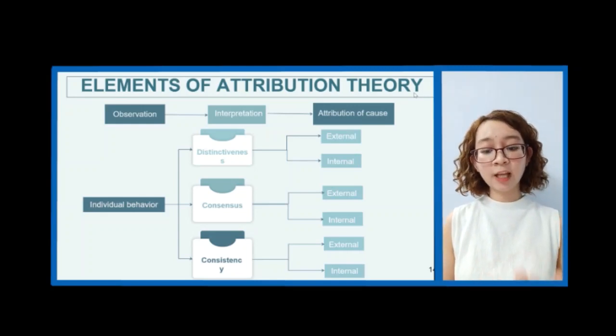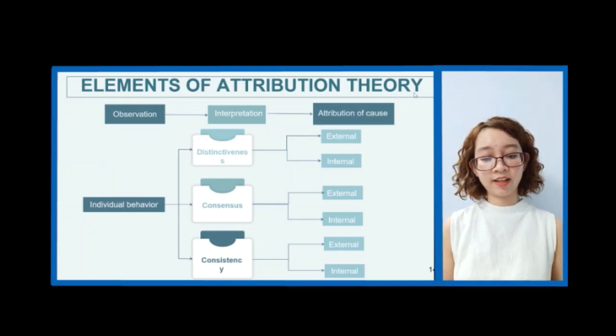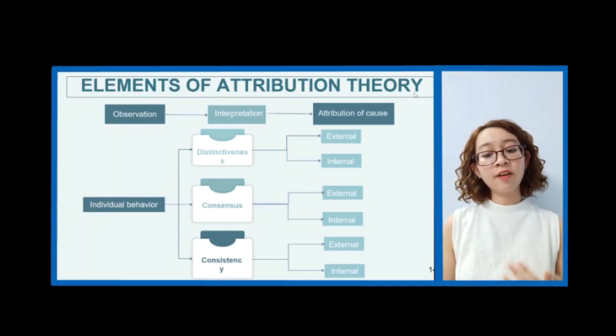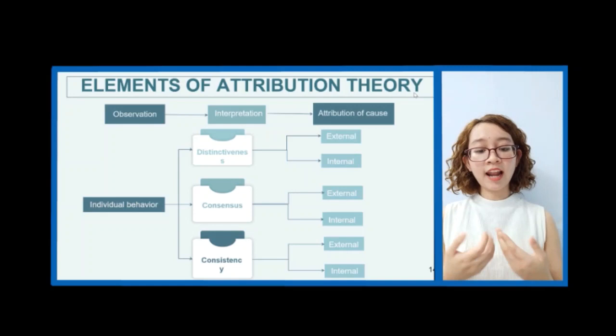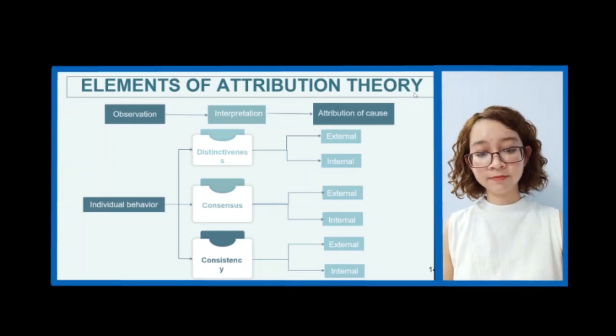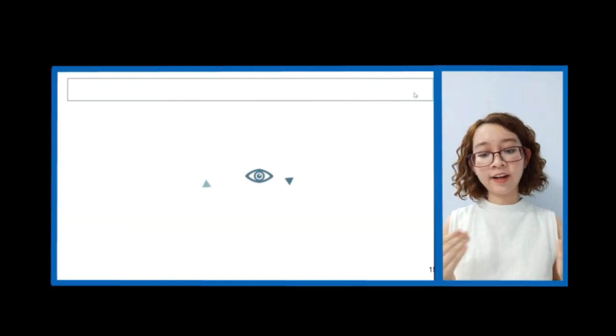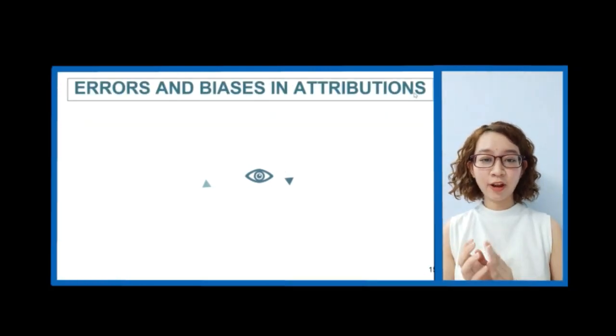For example, if consensus is high, then it is most likely externally driven, whereas if consensus is low, it is more likely to be internally driven. The next part is errors and biases in attribution.